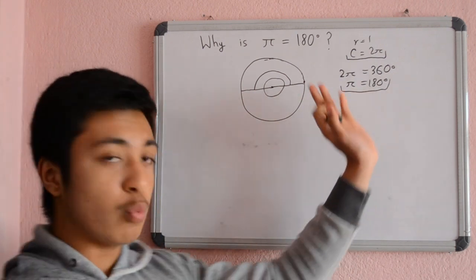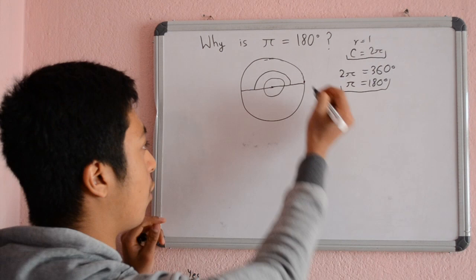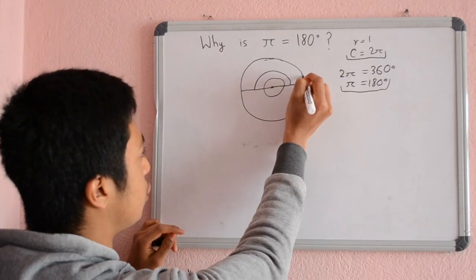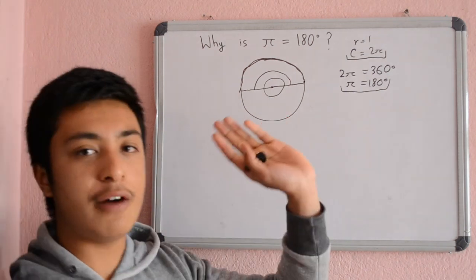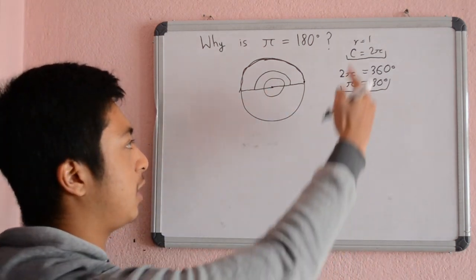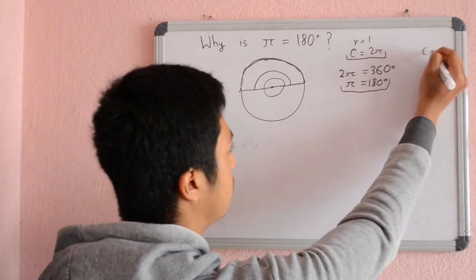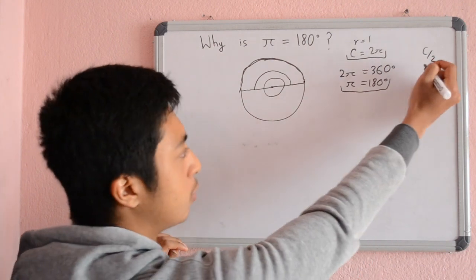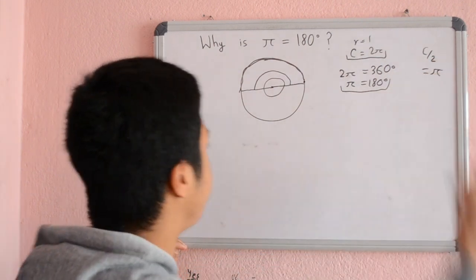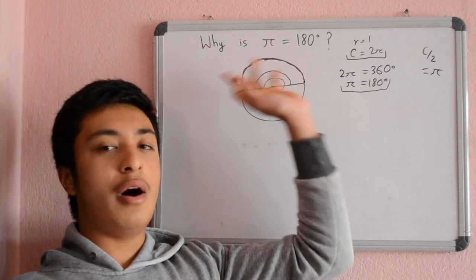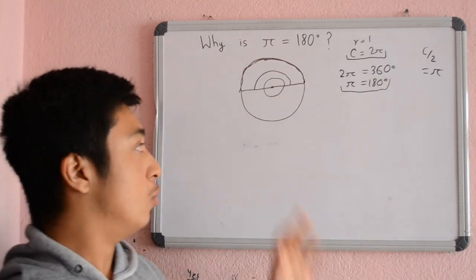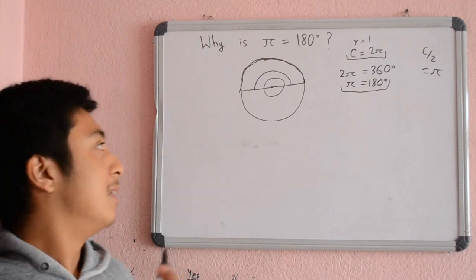So that is why pi is equal to 180 degrees. Because when you go 180 degrees around a circle, you go halfway. You go halfway of the circle, which is just half of the circumference. So C by 2, which is 2 pi by 2, is equal to pi. So that is why pi is equal to 180 degrees, which is just fun.